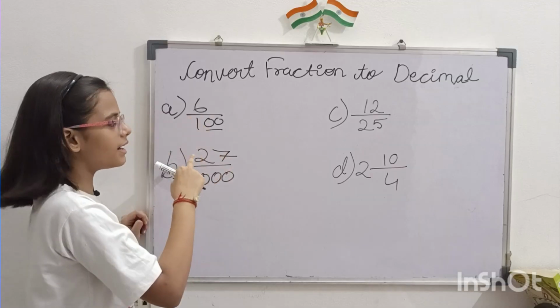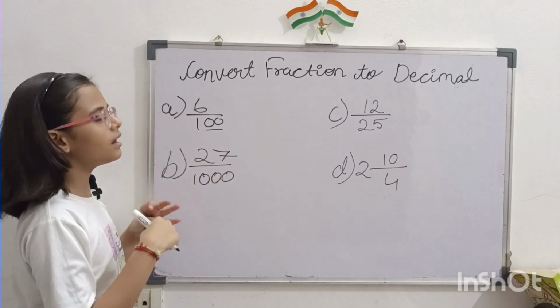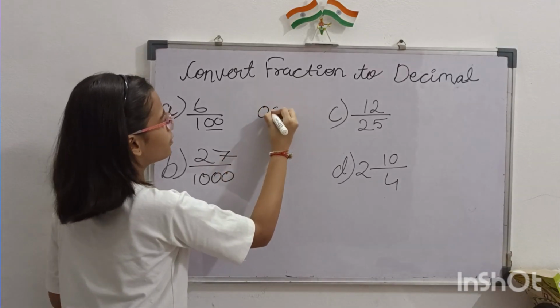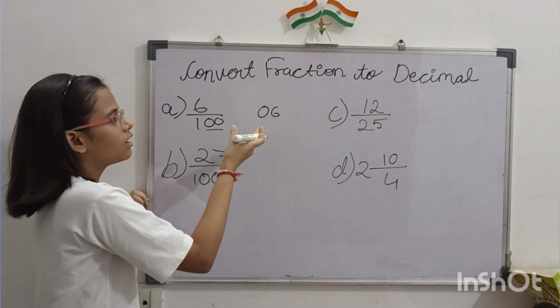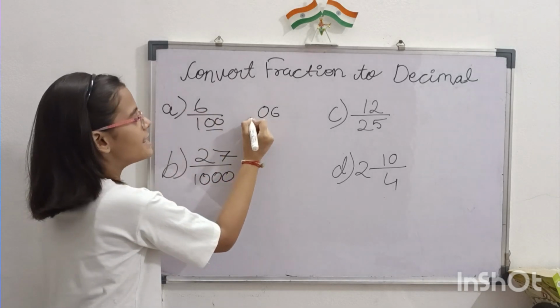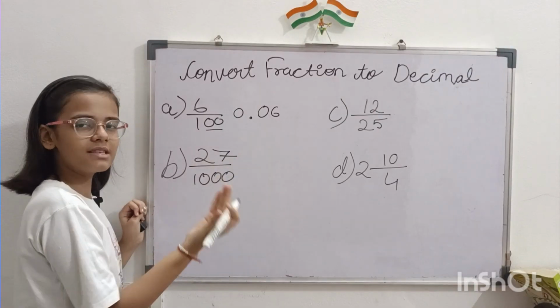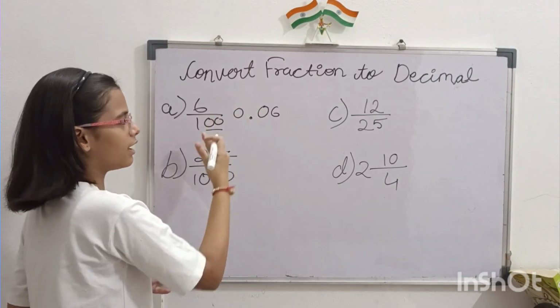But there is only one digit in our numerator. So you will add a 0 before the numerator, means 0 before 6, and add a decimal point before it, and to make this decimal point visible we add a 0 before that.